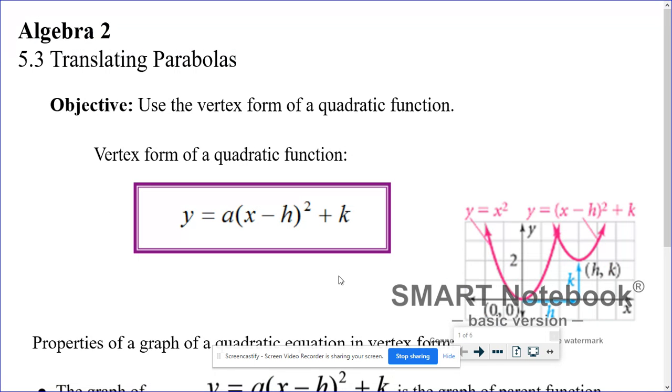All right, welcome to lesson 5.3. So the objective is we're going to use the vertex form of a quadratic function. Up until this point, we've talked about the standard form of a quadratic function.